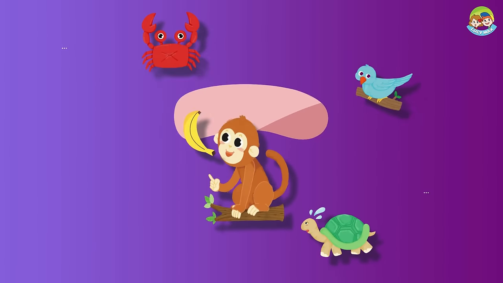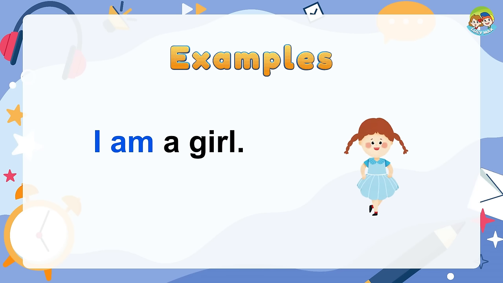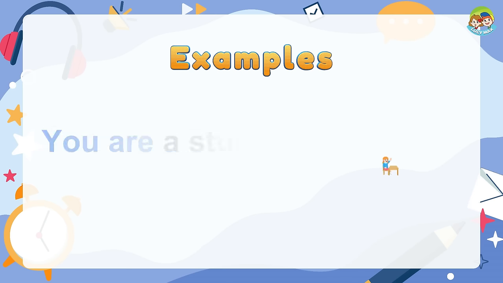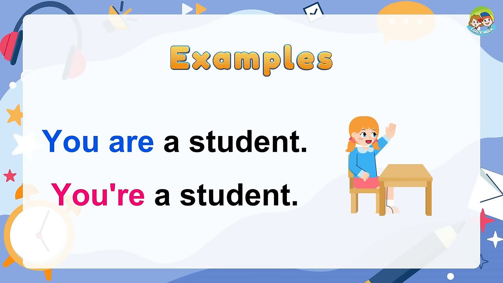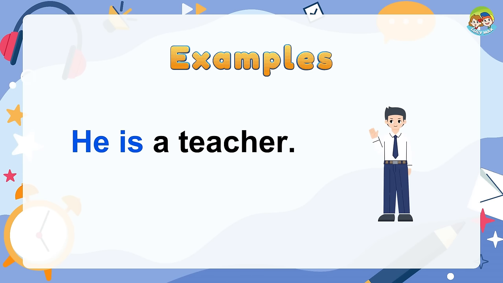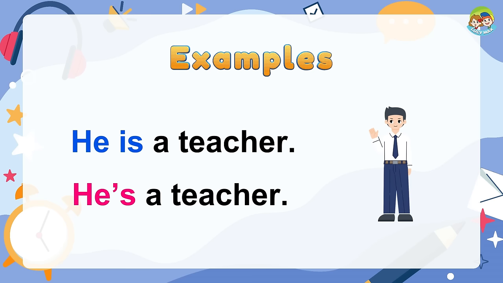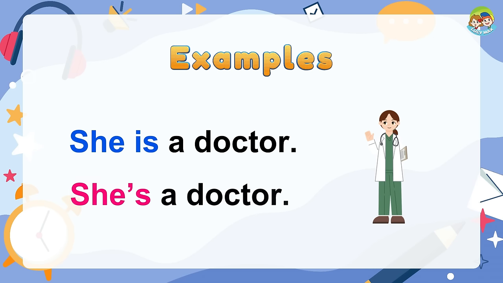Examples. Now let's take a look at some examples. I am a girl is the same as I'm a girl. You are a student is the same as you're a student. He is a teacher is the same as he's a teacher. She is a doctor is the same as she's a doctor.